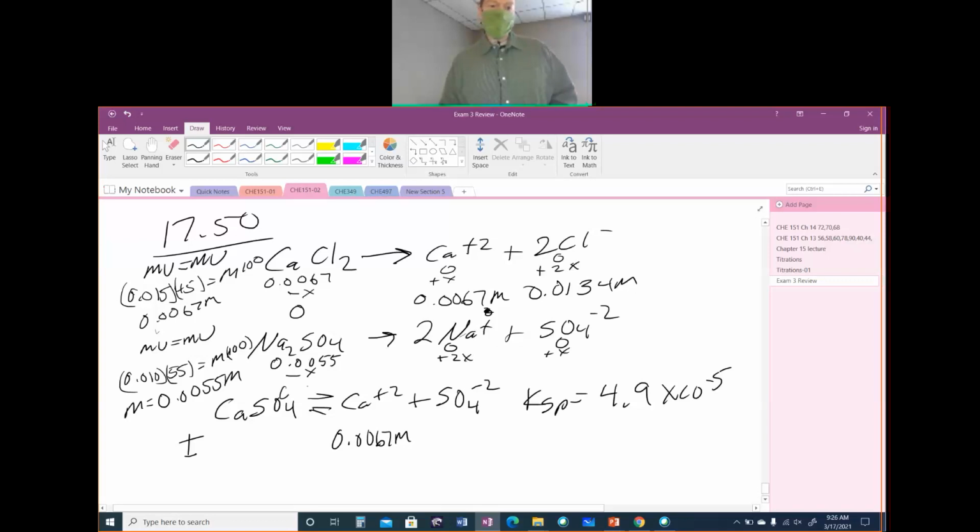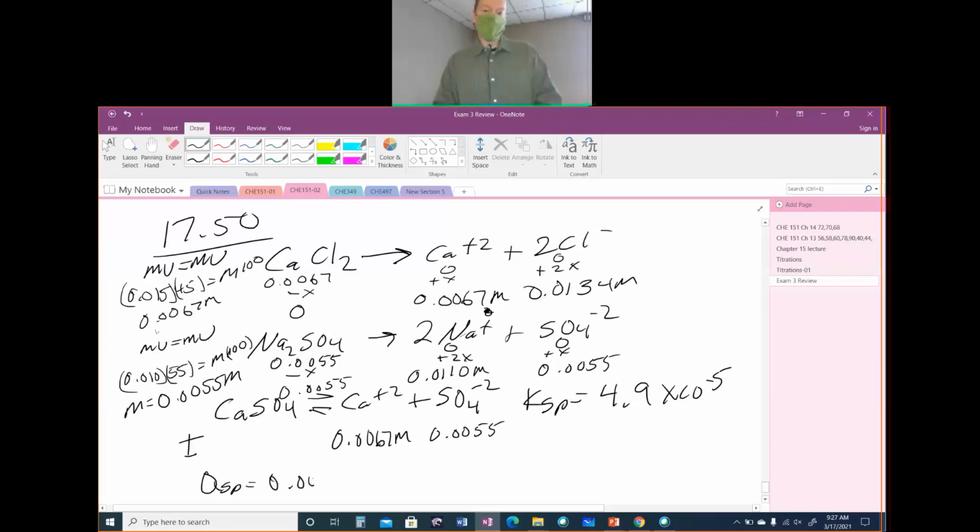All right, and so this is 0. So now we know our x value. It is 0.0055. If you wanted this one, it is 0.0110. All right, so we just need the sulfate. It is the 0.0055. Now we have our initial concentrations. We can calculate the Q value.